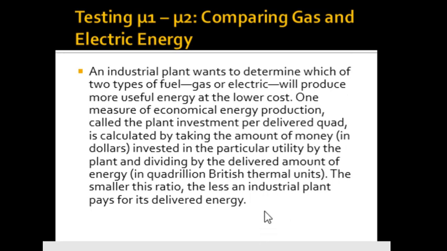Okay. So based on that information, again, let's look at an example for conducting a test where we are comparing gas and electric energy. An industrial plant wants to determine which of the two types of fuel, gas or electric, will produce more useful energy at the lower cost. One measure of economical energy production, called the plant investment per delivered quad, is calculated by taking the amount of money invested in the particular utility by the plant and dividing by the delivered amount of energy. Okay, the smaller this ratio, the less an industrial plant pays for its delivered energy.